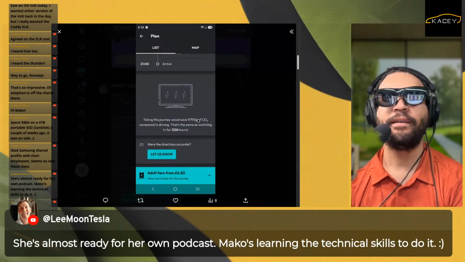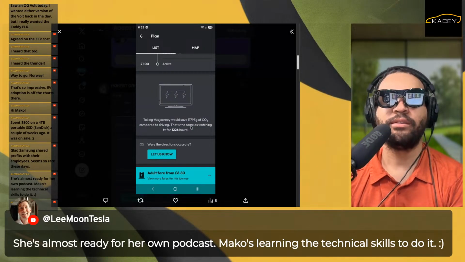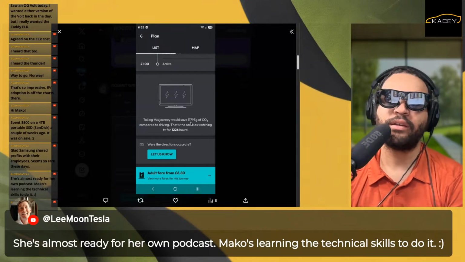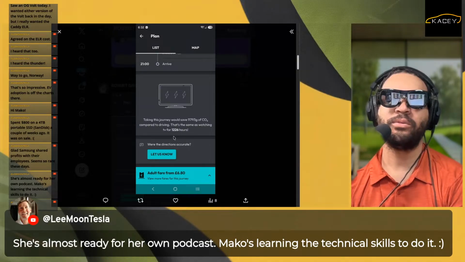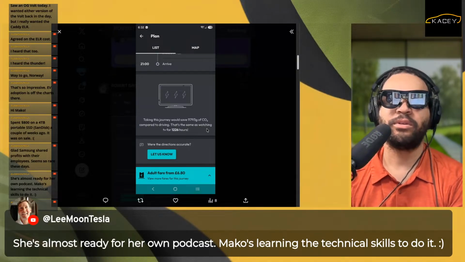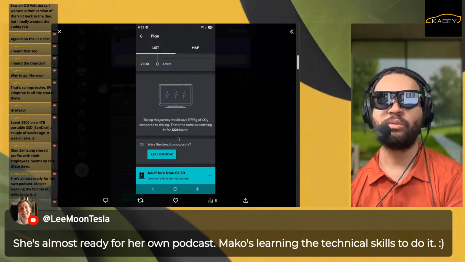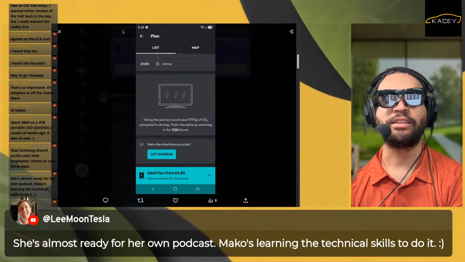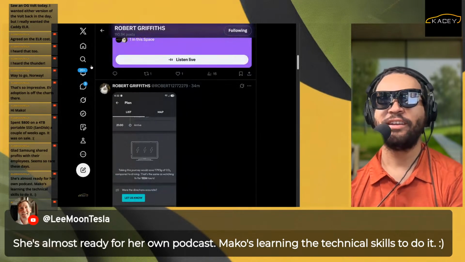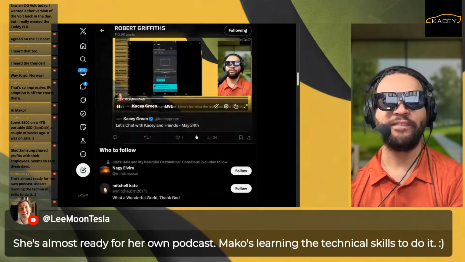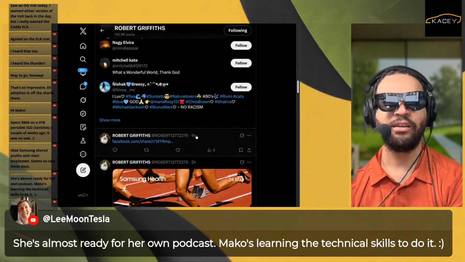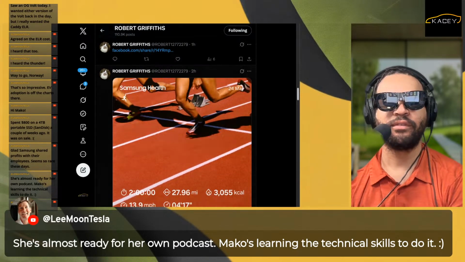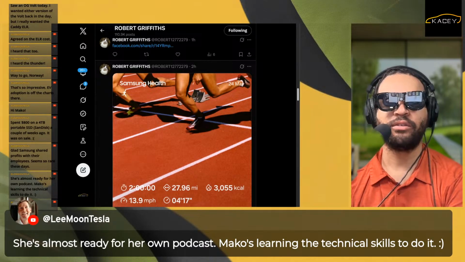Taking this journey would save 11 kilograms of CO2 compared to driving. That's the same as watching TV for 1,200 hours. Were the directions accurate? Let us know. That's kind of cool. All right, let's see. That's the one you're talking about, the health chart. All right, that's pretty cool too.